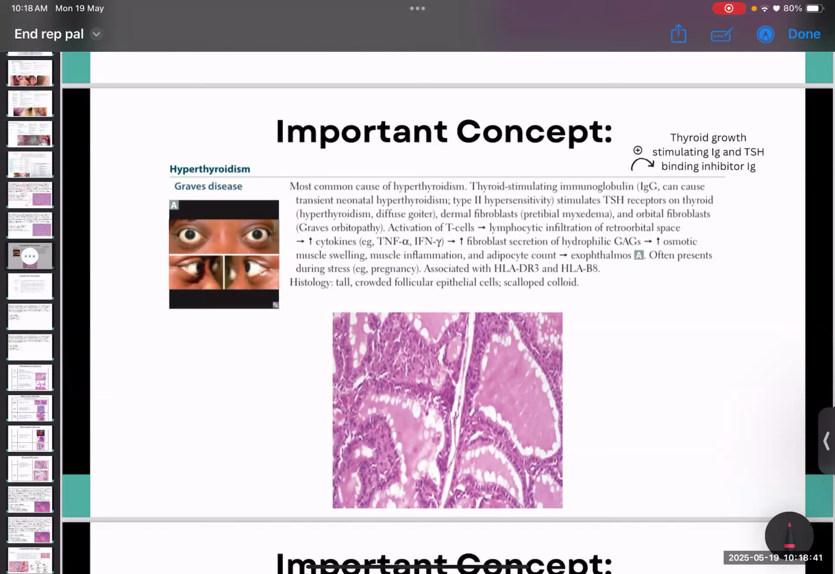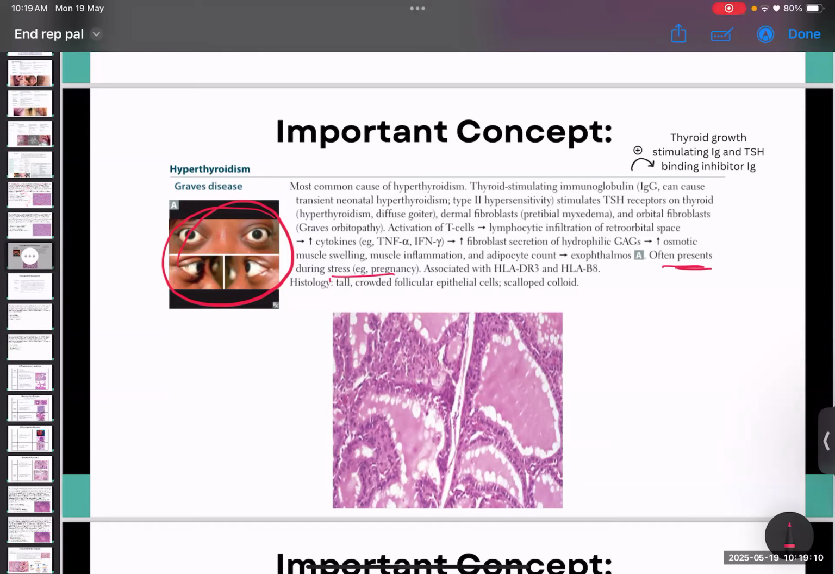And they're going to go into your retroorbital fibroblasts, act upon them, cause inflammation, and cause release of glycosaminoglycans, which are composed of chondroitin sulfate and hyaluronic acid. That causes swelling around your eye, and that will produce very characteristic symptoms of lid lag and exophthalmos. And this often presents during stress, so pregnancy, infections, anything of that sort.